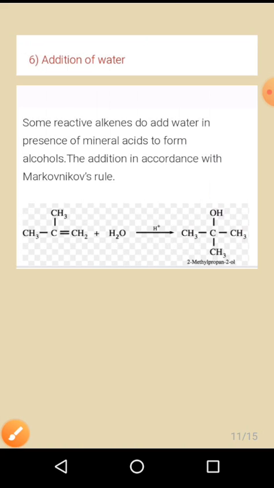Next one, addition of water. Some reactive alkenes add water in presence of a mineral acid to form an alcohol. The addition is in accordance with the Markovnikov rule. So that is 2-methyl propene. 2-methyl propene adds to water molecule in presence of some acid. It will produce 2-methyl propan-2-ol.